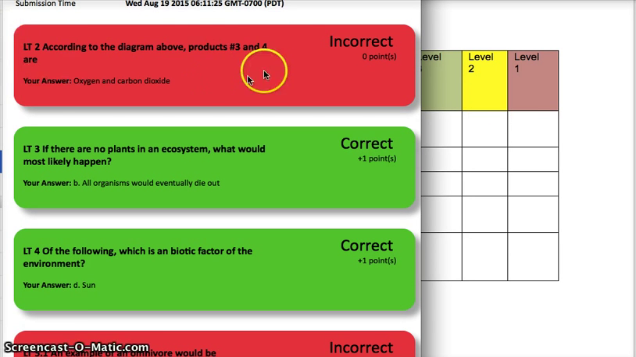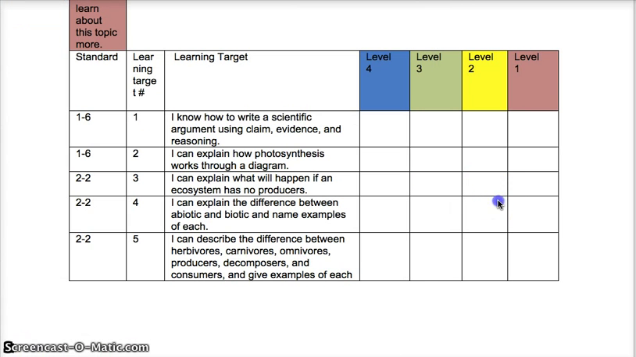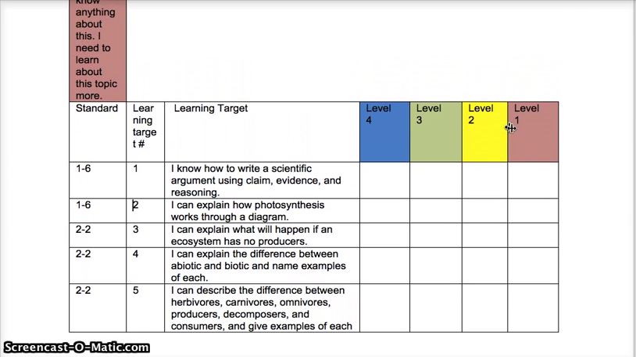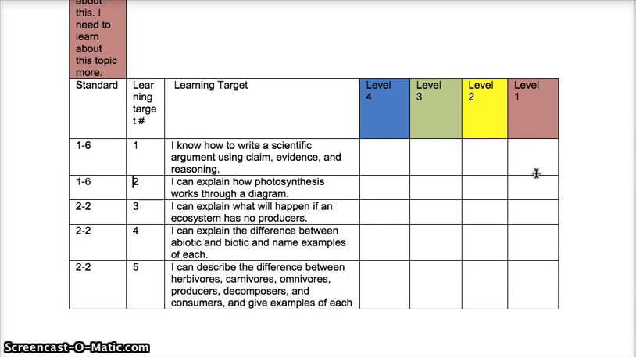So if you got it incorrect, I would like for you to score yourself a level 2 or a level 1, depending on how you felt on that question. If you really didn't understand it, give yourself a level 1. If you kind of knew about it, but you kind of got mixed up, give yourself a level 2. If you got the question correct, give yourself a level 3. And you're going to go ahead and put a little mark in the box.